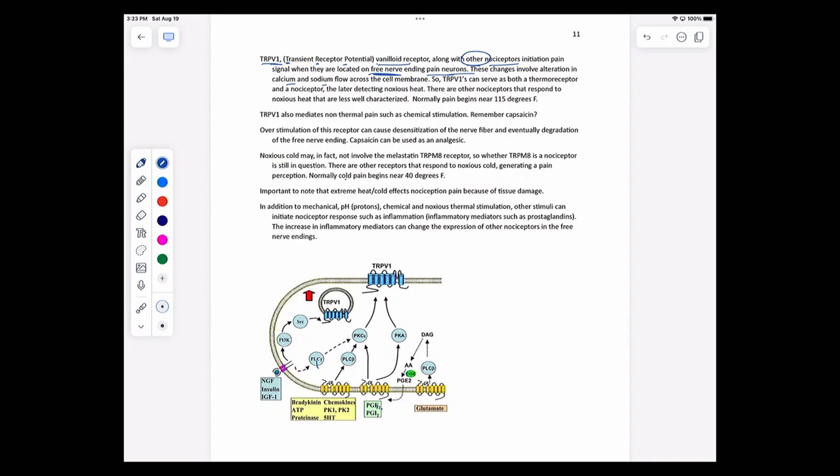We also talked last time, or a couple times ago when we were doing thermoreceptors, that the TRPV1 can serve as a thermoreceptor. So it can serve as a thermoreceptor or it can serve as a nociceptor. That depends upon what type of neuron it is on. If it is on a thermoreceptor neuron, in this case a warm neuron, then that's all it does. It just communicates warmth in terms of your consciousness.